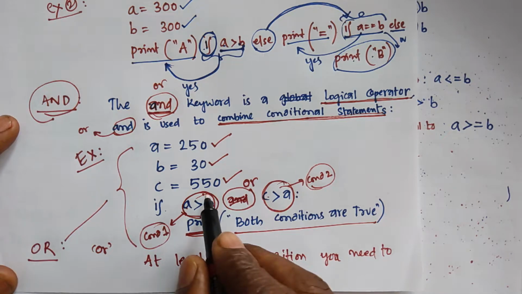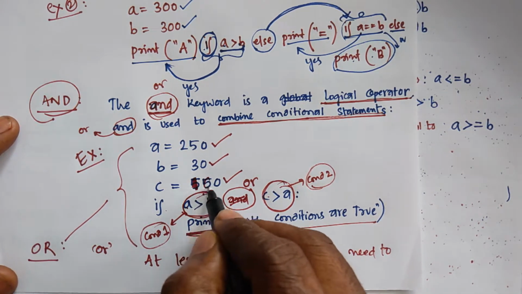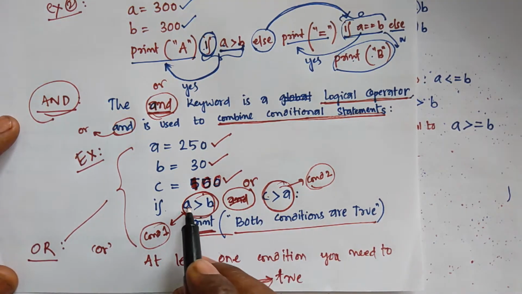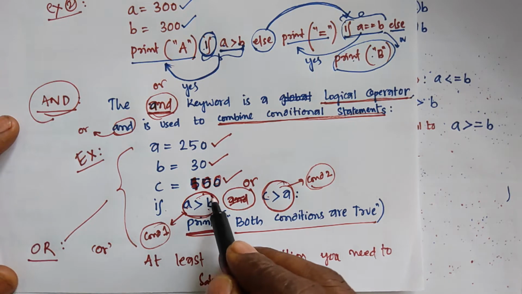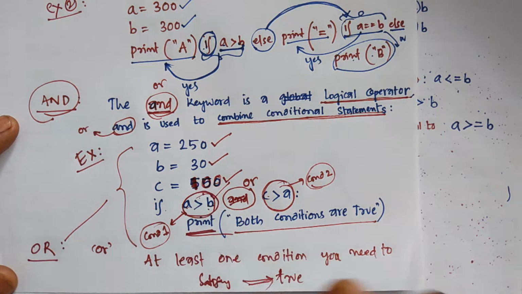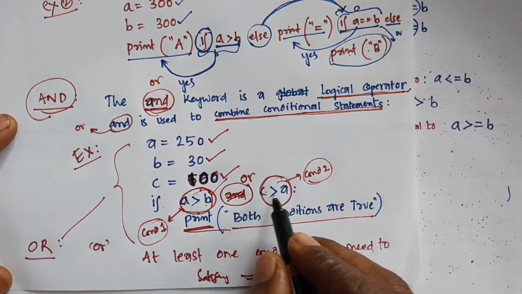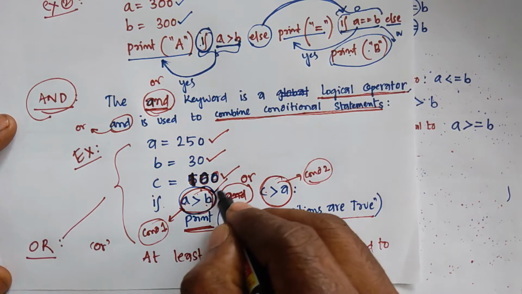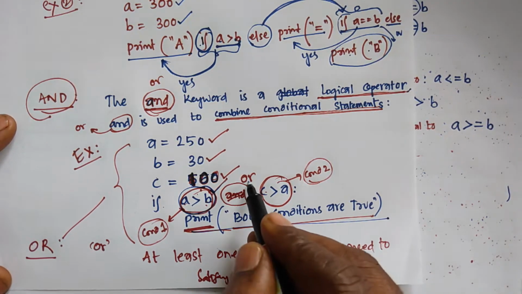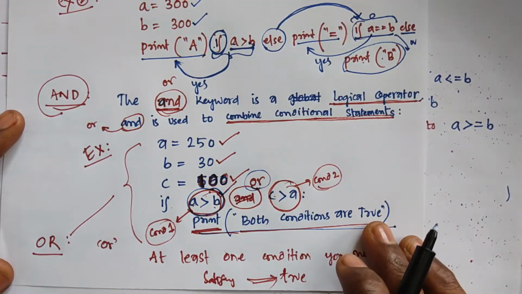For example, sometimes you may take C is equal to 100. Here A is greater than B, 250 is greater than 30, yes, that condition is okay. But if you take C as 100, this condition is not satisfied, but based on condition 1 you can still execute this. So that is the meaning of OR. That is the difference between AND and OR.